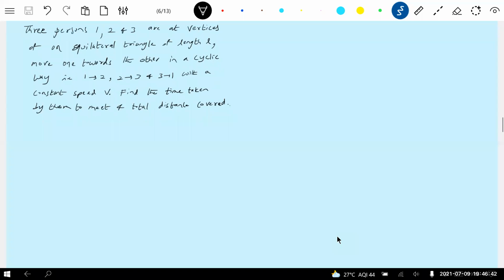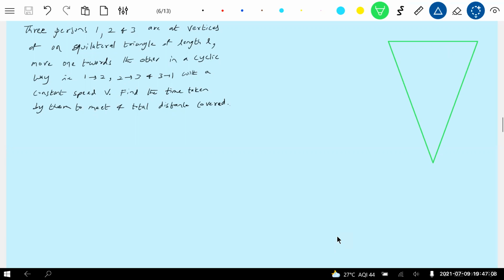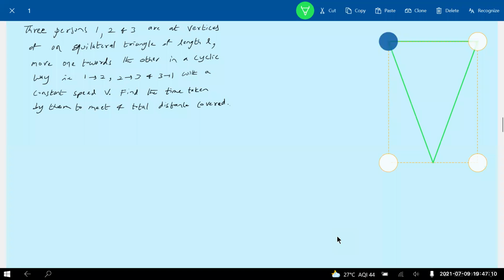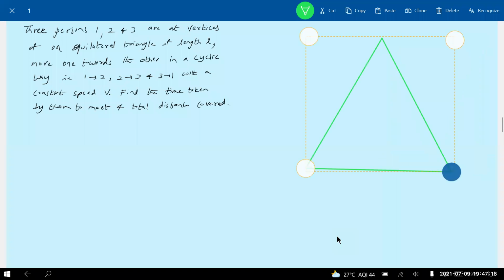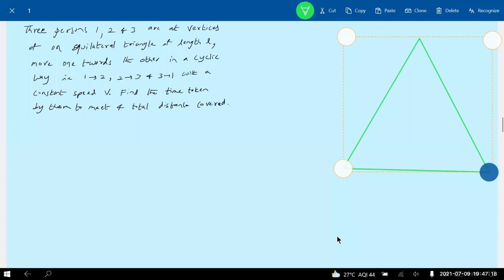Three persons, 1, 2, 3, are at the vertices of an equilateral triangle of side L. They move one towards the other in a cyclic way, that is 1 towards 2, 2 towards 3, 3 towards 1, with a constant speed v. Find the time taken by them to meet and the total distance covered. A student has to learn this, then apply it to various situations. And there's one initial diagram.